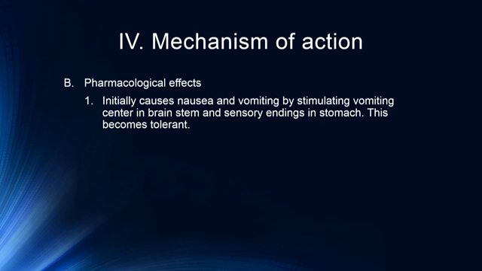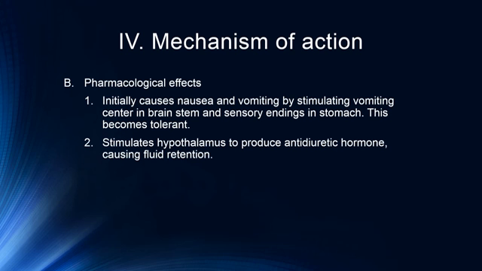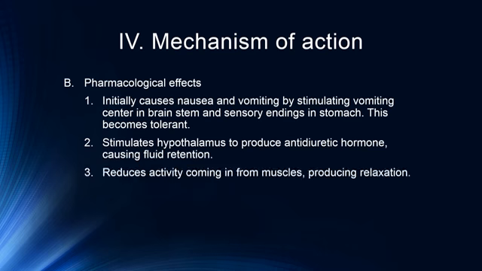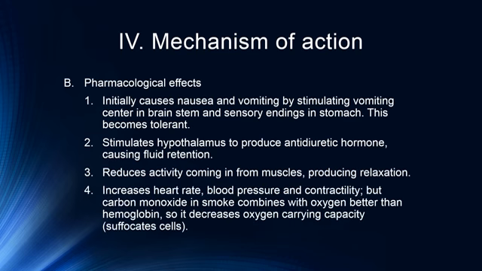In terms of pharmacological effects of nicotine, it initially causes nausea and vomiting by stimulating the vomiting center in the brainstem and sensory endings in the stomach. People who continue smoking become tolerant to these effects, and they no longer notice them. It stimulates the hypothalamus to produce antidiuretic hormone, which can cause fluid retention. It reduces activity coming in from the muscles, producing relaxation. This is one of the paradoxical effects of nicotine: it's technically anxiogenic. That is, it increases neural activity and should cause anxiety, but people say it relaxes them, and it seems to be due to this muscle relaxing activity.